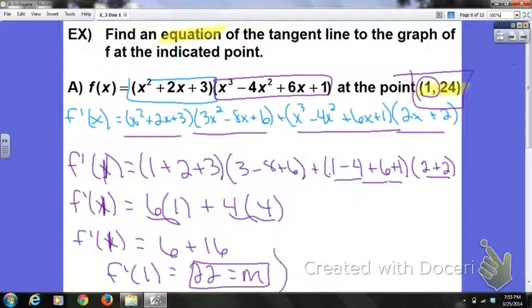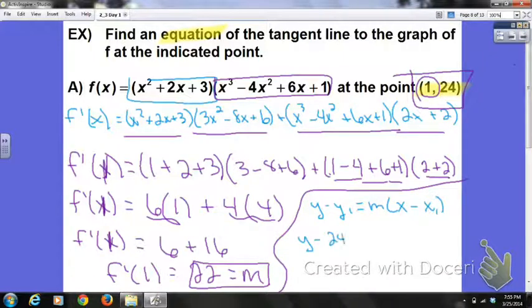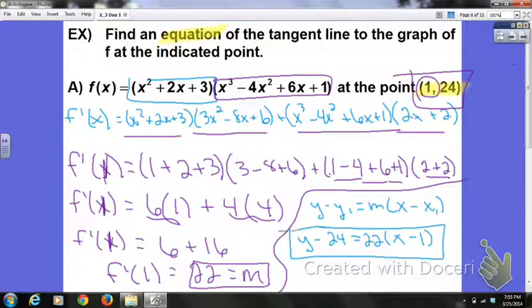So we can use our point slope form, which says y minus y1 equals m times x minus x1. So we have y minus 24 is equal to 22 times x minus 1. And there is our equation of the tangent line to the graph of our function at the ordered pair (1, 24).